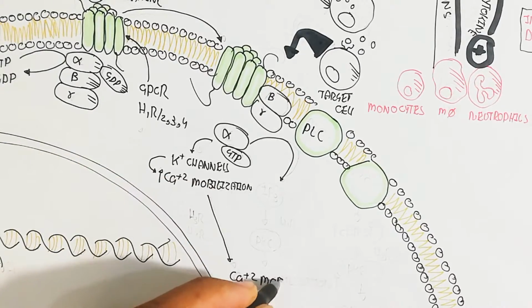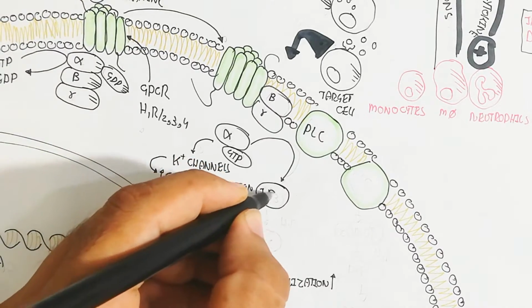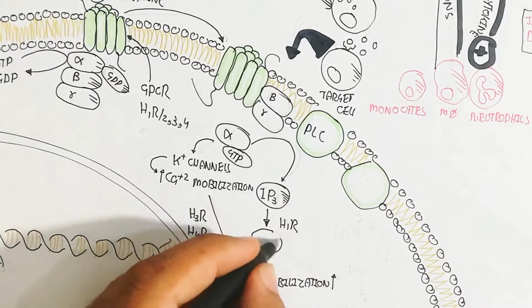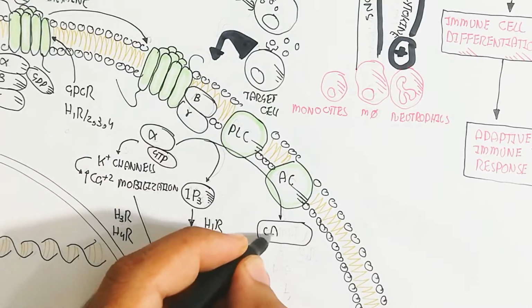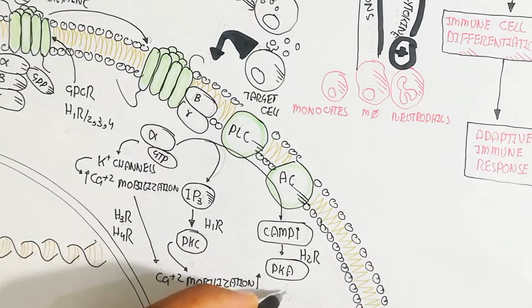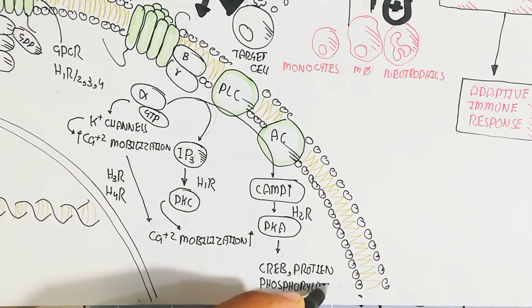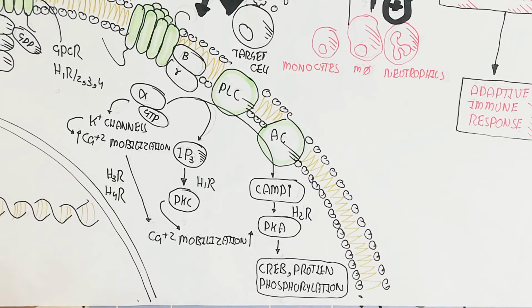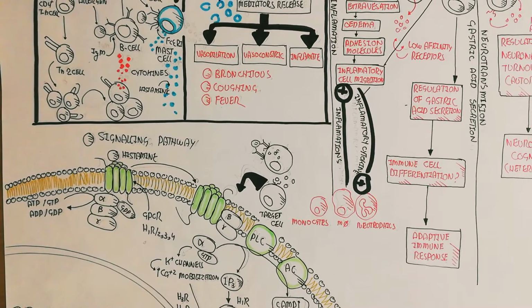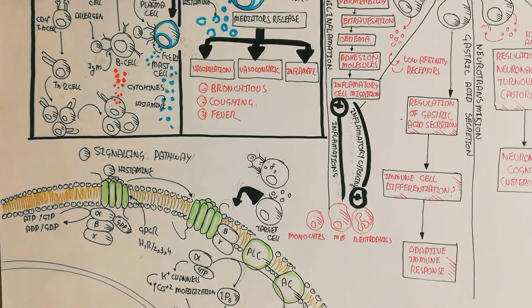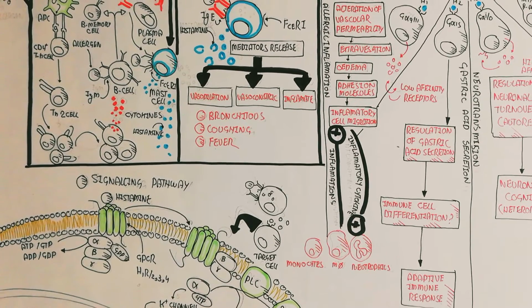Here the histamine 3 and 4 receptors will increase potassium channel activity and lead to calcium mobilization from the endoplasmic reticulum into the cytoplasm. On the other hand, the alpha GTP activates phospholipase C, which triggers the IP3 pathway and protein kinase C, the same mechanism as the H1 receptor, while the adenylate cyclase enzyme activates phosphorylation through cyclic AMP and protein kinase A through the histamine 2 receptor.